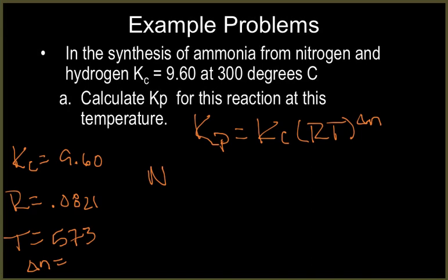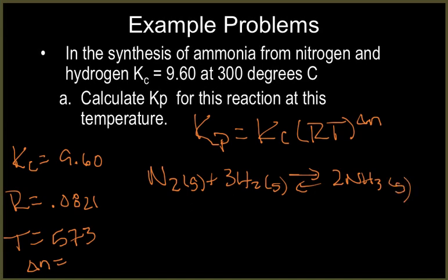So a balanced equation for the synthesis of ammonia from nitrogen and hydrogen is N2, which is a gas, plus 3H2, gas. And again, we're using double arrows now, gives us 2 NH3, which is a gas. So to get our delta N value, we need the difference in moles of product and reactant. Okay, so we have 2 moles of gaseous product minus 3 plus 1, 4 moles of gaseous reactant. So that gives me a -2. This negative sign is important there, so you have to make sure if that gives you a negative value that you actually use that negative value in the equation.